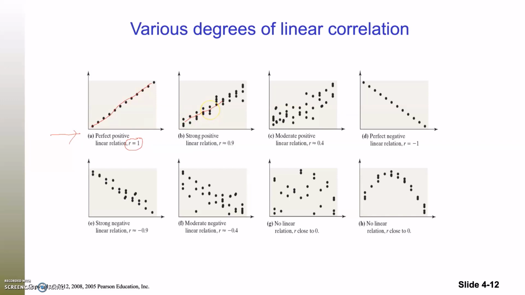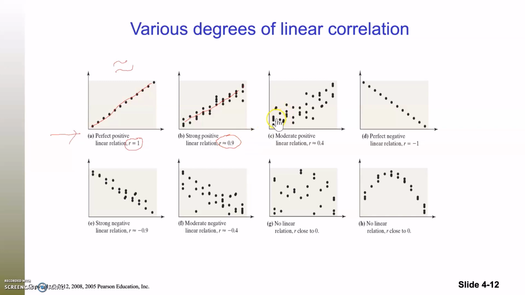Look at this one. The black dots are not perfectly on the line, but still very, very close to the line. Such a correlation is called a strong positive correlation. And look at the value of R. R is approximately equal to, this symbol means approximately equal to, 0.9.